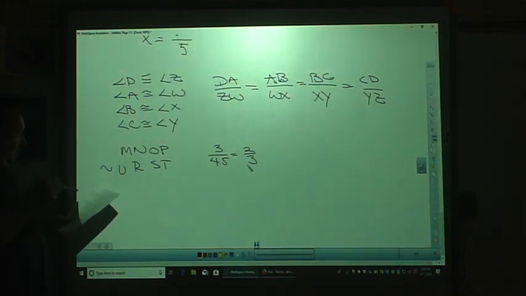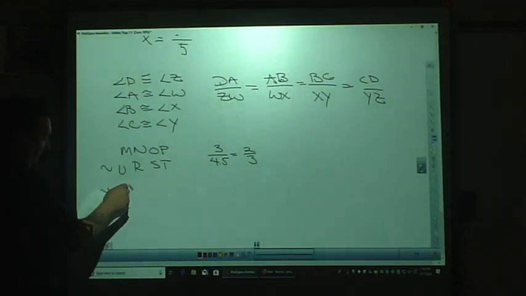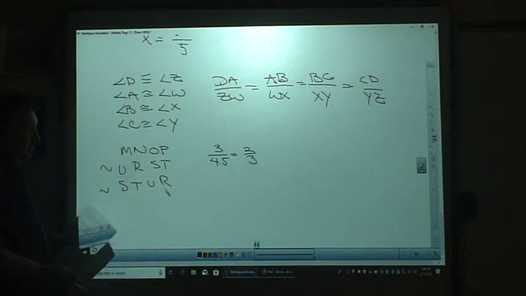Because these are similar in more than one way, we could also have this statement, instead of URST, we could have it as STUR. Would work as well.